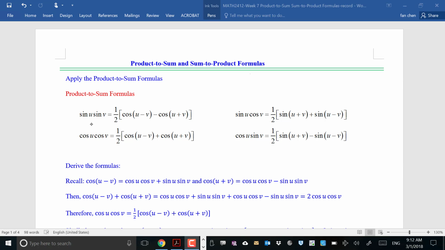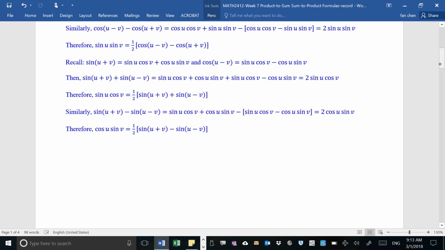If you take a look here, sine u sine v is equal to half of cosine u minus v minus cosine u plus v. And cosine u cosine v is equal to half of cosine u minus v plus cosine u plus v. And sine u cosine v is half of the sine of the sum of these two angles plus sine of the difference of these two angles. And cosine u sine v is half of the sine of the sum of these two angles minus the sine of the difference of these two angles.